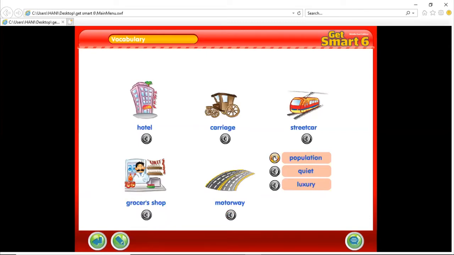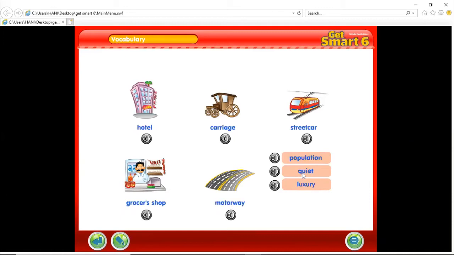Population. Quiet. Luxury. Population means the number of people living in a certain place. If I say the population of Saudi Arabia or the population of Jeddah, it means the number of people living in this place. Quiet means to stay calm, not to make noise.